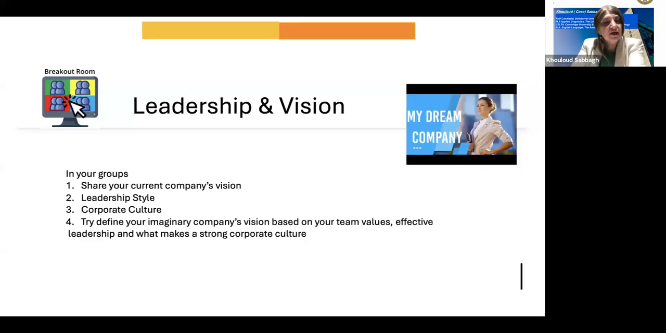And then try to define your imaginary company's vision. When you are doing the vision of the company, remember last time we did values? Think of team values and think of effective leadership and what makes a strong culture. So think about all the things that we have talked about today while you are deciding on 1, 2, and 3, if that makes sense. You may want to take a screenshot of this so that when you go to your Zoom rooms, you can have this as a reference. Okay?